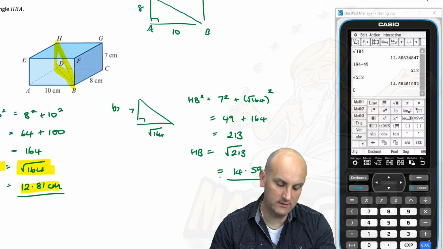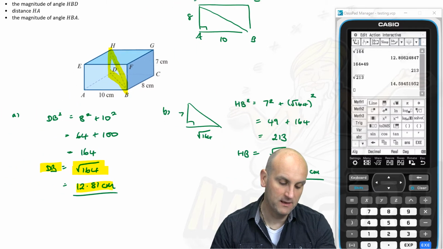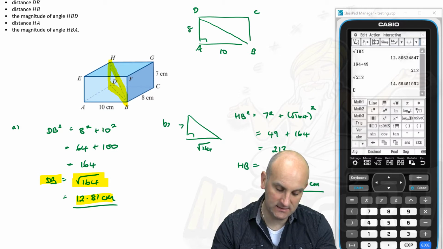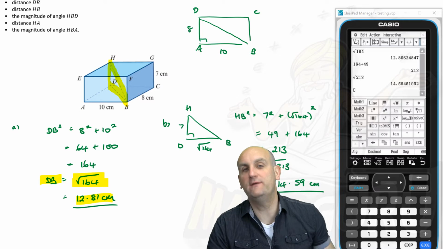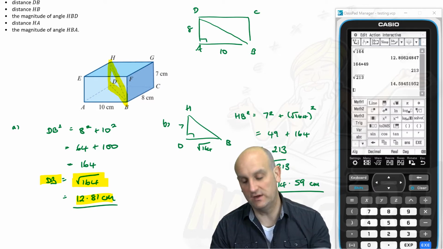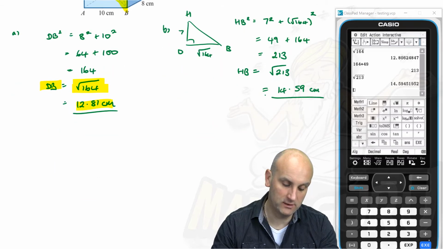How is this going to help me? Well, let's go back to the next part of the question. The magnitude of the angle HBD. So here is H, here is D, and here is B. Okie dokie, can we find the magnitude of that angle? Well, of course I can, because it's a right angle triangle. I'm going to end up using trigonometry.